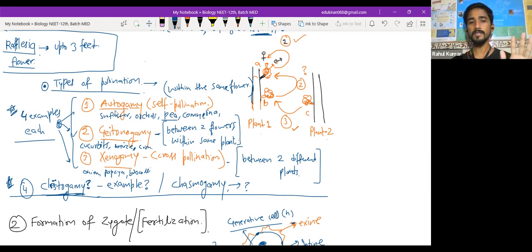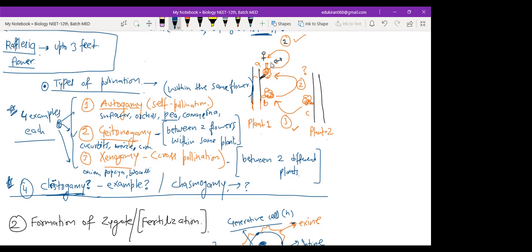This you have studied in your lower class as well, right? And these are some examples: sunflower, orchids, pea, commelina. They are all autogamous. They do self-pollination. Now it is still sexual because two different gametes are produced and two different gametes are fusing. And when they are fusing, there is a chance of recombination and there is a chance of genetic variation itself. Even though both the gametes are coming from the same body, when they are fusing and recombining, they can make variations. Do you understand? So it is sexual reproduction.